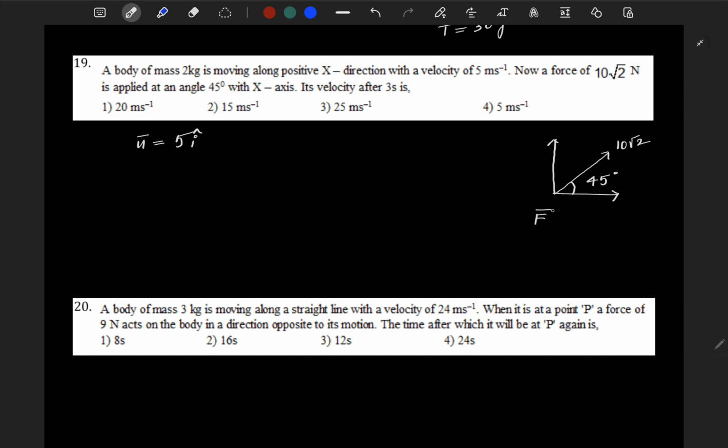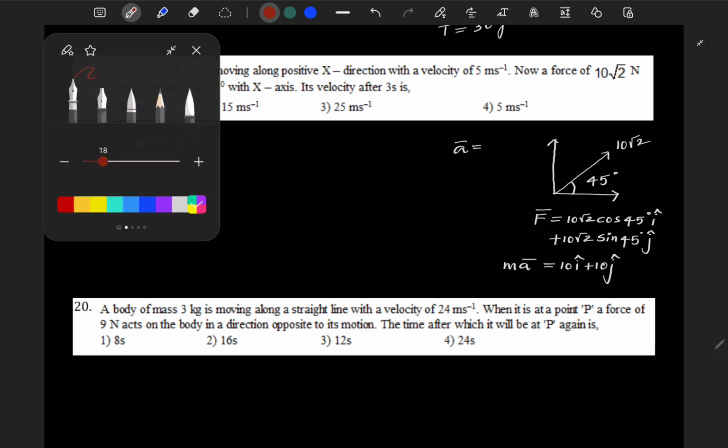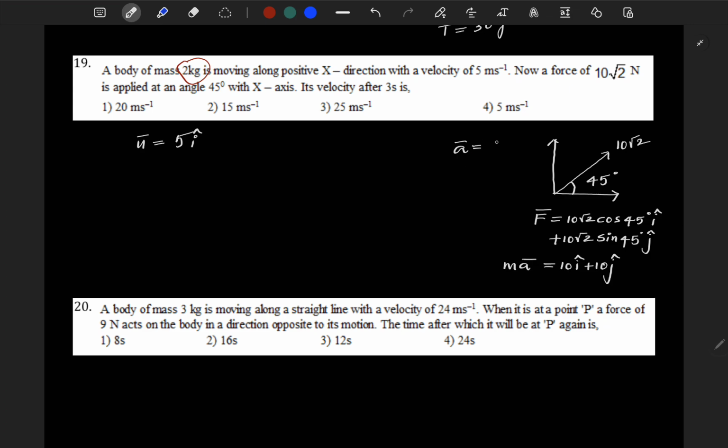So that force has to be F bar is equal to 10√2 cos 45 into i cap plus 10√2 sin 45 degrees into j cap. I am writing it in vector form. So this is simply 10 i cap plus 10 j cap, which is the force vector, which can also be written as m into a bar. So the acceleration vector is F by m. m is 2, which is mentioned here. So the acceleration is 5i plus 5j.